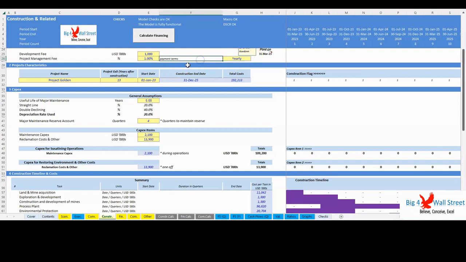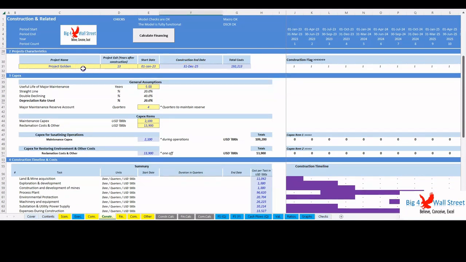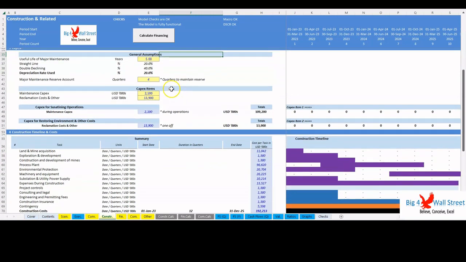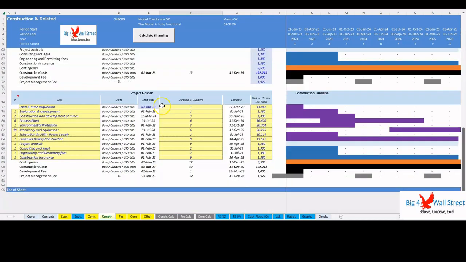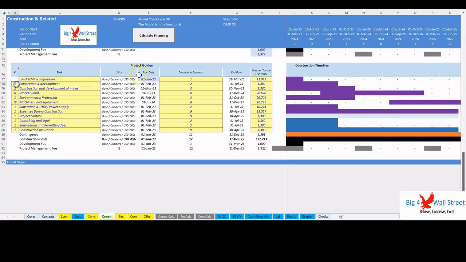Next, the user sets the project name, the project exit, in years after the construction, and the construction start date. Additionally, it is possible for the user to set the capex items on a quarterly basis, the needed capex reserve account in terms of quarters, and their corresponding useful life. Finally, the user can set the timeline of the construction for each task, and their duration in quarters, as well as the cost per task. All the above are calculated and allocated in the Construction Calculations tab.